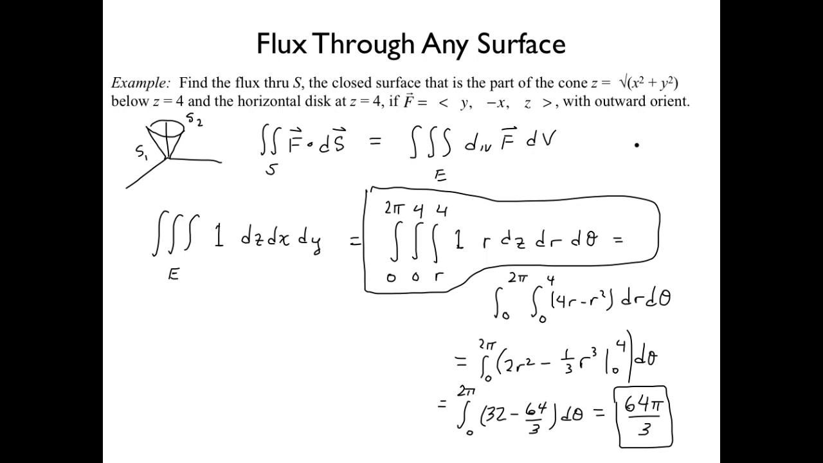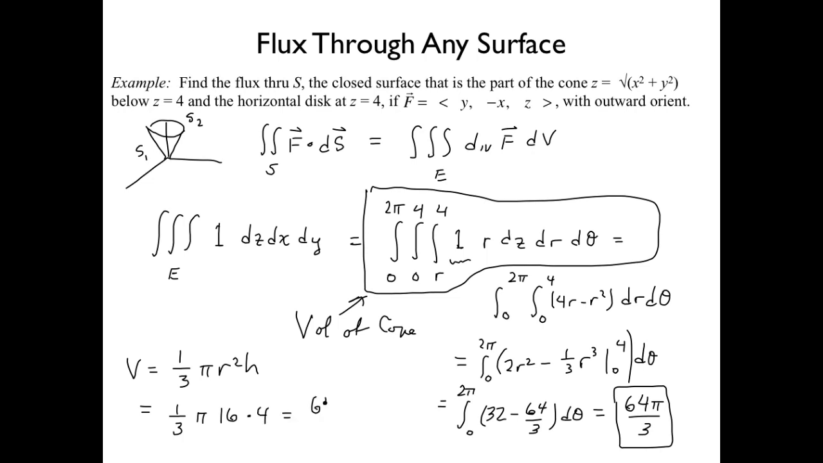Yeah, because look what happened. Because our integrand turned out to be 1, this is the same as the volume of the cone. Volume of a cone is 1/3 pi r squared h. There it is. Now, why does that work? Only because the integrand is 1, right? The integrand is 1.